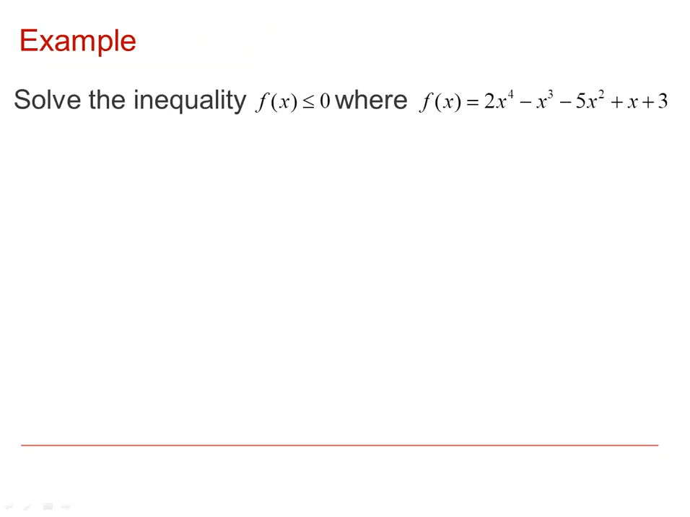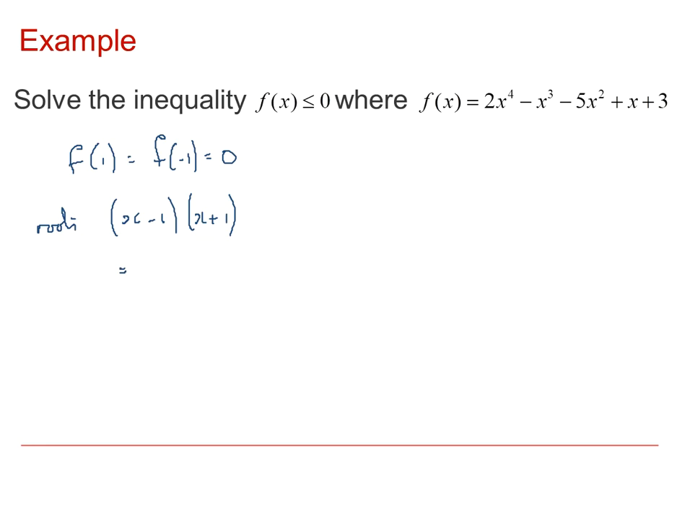Here we've got an inequality which says that f of x is less than or equal to 0, for f of x equal to 2x to the power 4 minus x cubed minus 5x squared plus x plus 3. We can use the factor theorem and show that f of 1 and f of negative 1 are both equal to 0. And therefore we have factors x minus 1 and x plus 1.